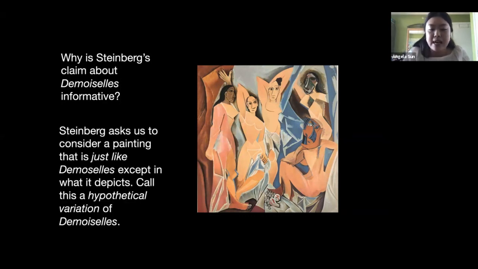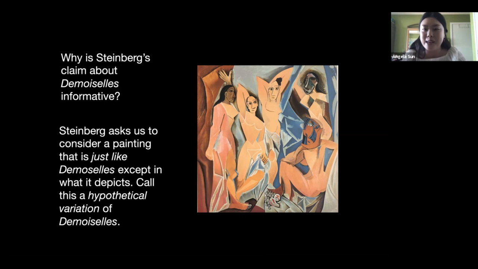So here's what Steinberg does. He asks us to consider a painting that is just like Demoiselle, except in what it depicts. He's clear about what he's changing and what he's holding fixed about the actual painting. So let's call this a hypothetical variation of Demoiselle.